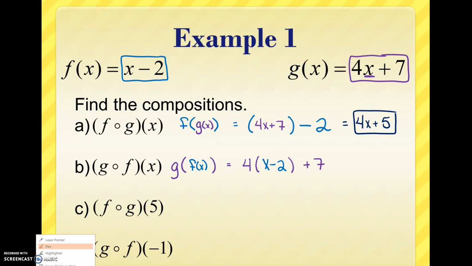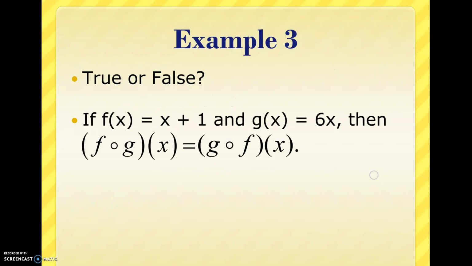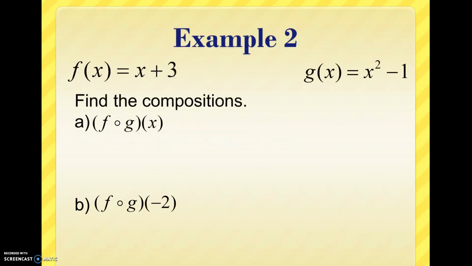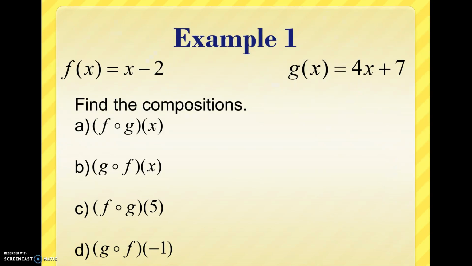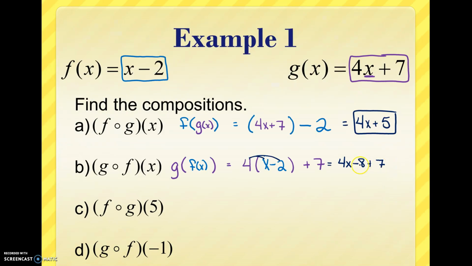Once I have this written, do we need to distribute? Yep. 4 times x is 4x. 4 times negative 2 is negative 8. And then we have the plus 7. Negative 8 plus 7 is negative 1, so our final answer is 4x minus 1. g of f of x is 4x minus 1.